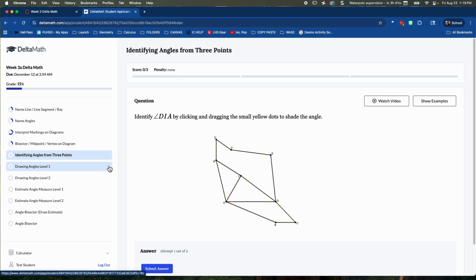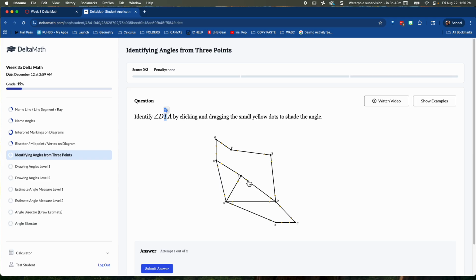Identifying angles from 3 points. What this is asking us to do is kind of carefully use our mouse or finger on a screen to draw an angle in a corner. They're looking for angle DIA. That means I is in the middle, so I'm looking around for where is I. Here it is. Now I need to find the legs D and A, and that's these ones.